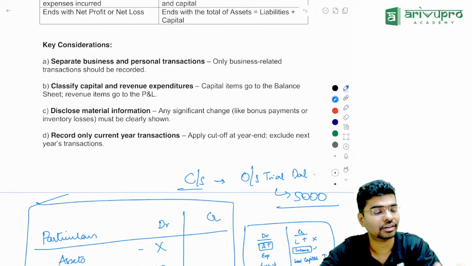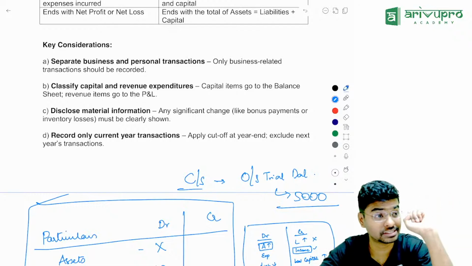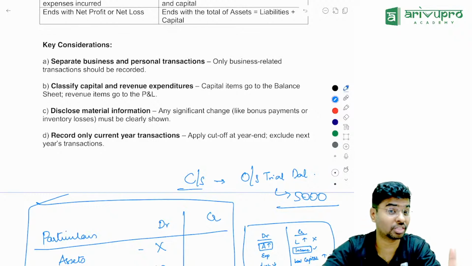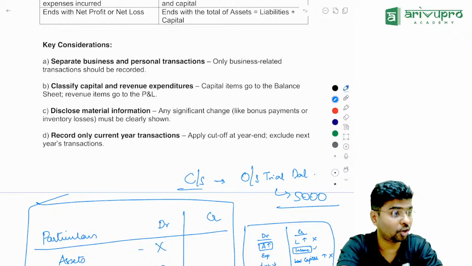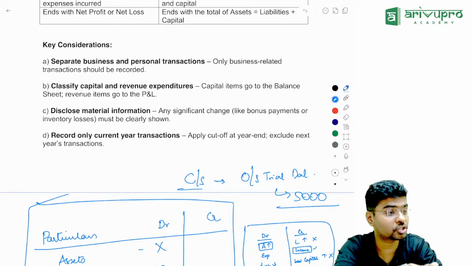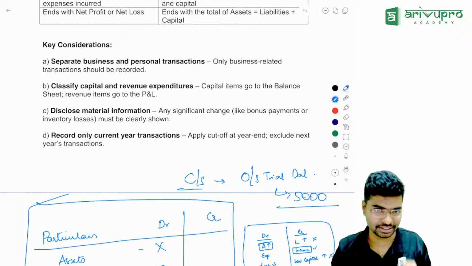Fourth one, my profit and loss account. Listen to it. Extremely important rule. Profit and loss account should only reflect the current year transactions. Okay, I'll give you some examples. Try to look into it.